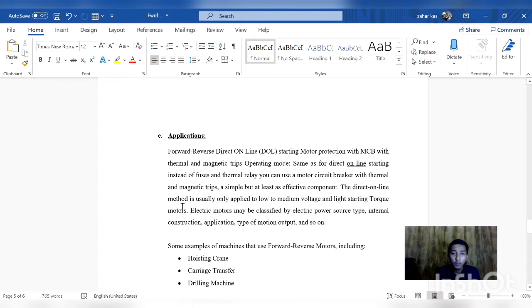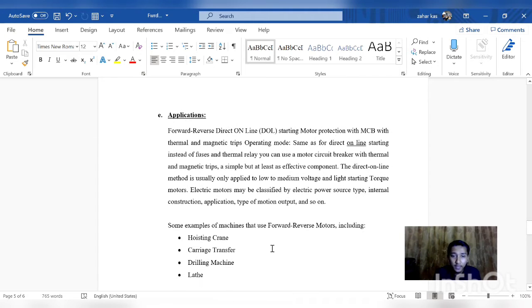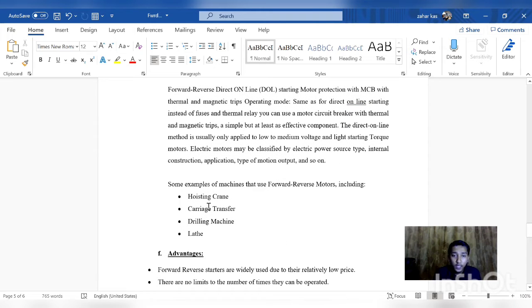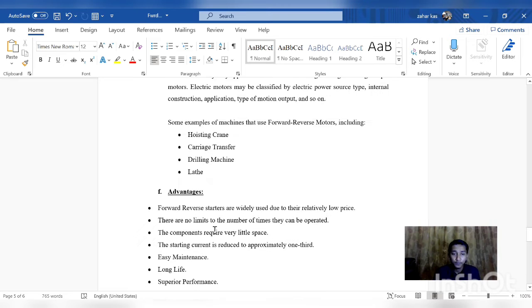The direct online method is usually only applied to low to medium voltage and light starting torque motors. Electric motors may be classified by electrical power source type, internal construction, application, type of motion output, and so on. Some examples of machines that use forward reverse motors include hoisting crane, pressure transfer, drilling machine, and lathe.